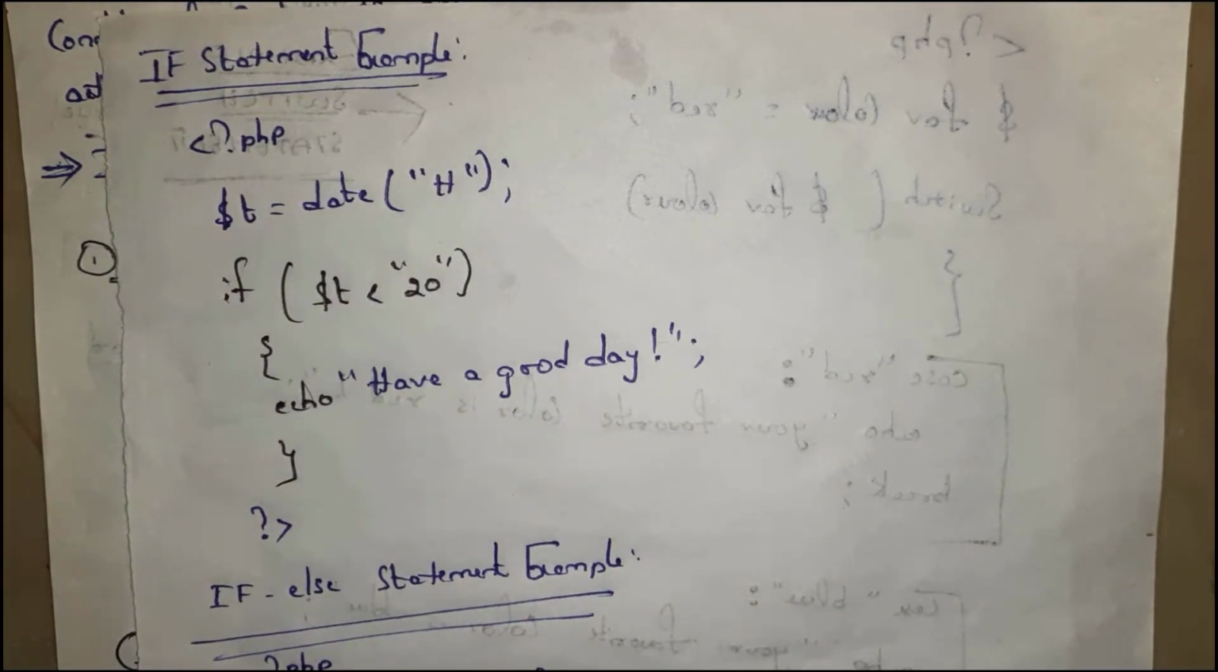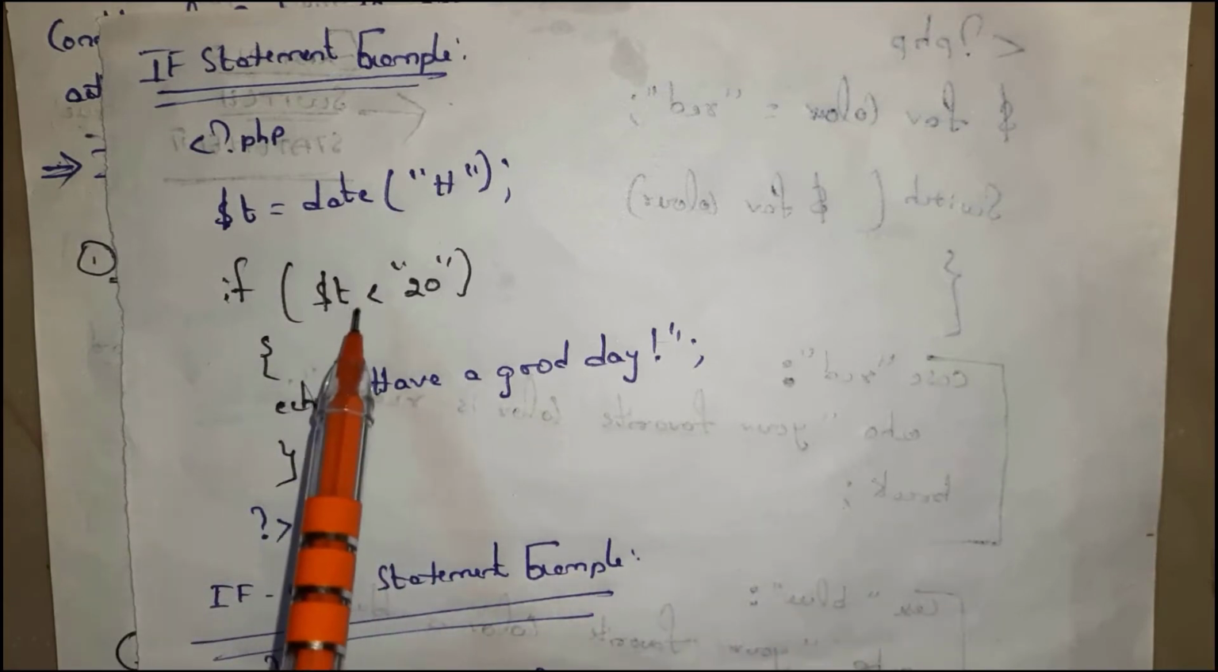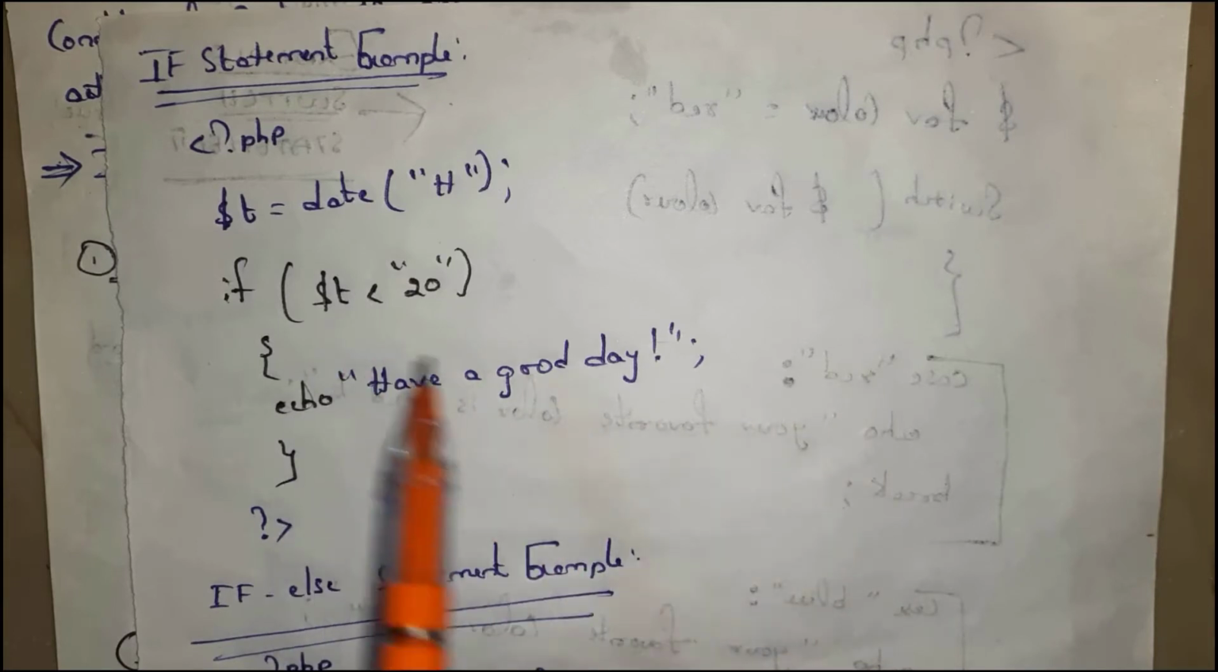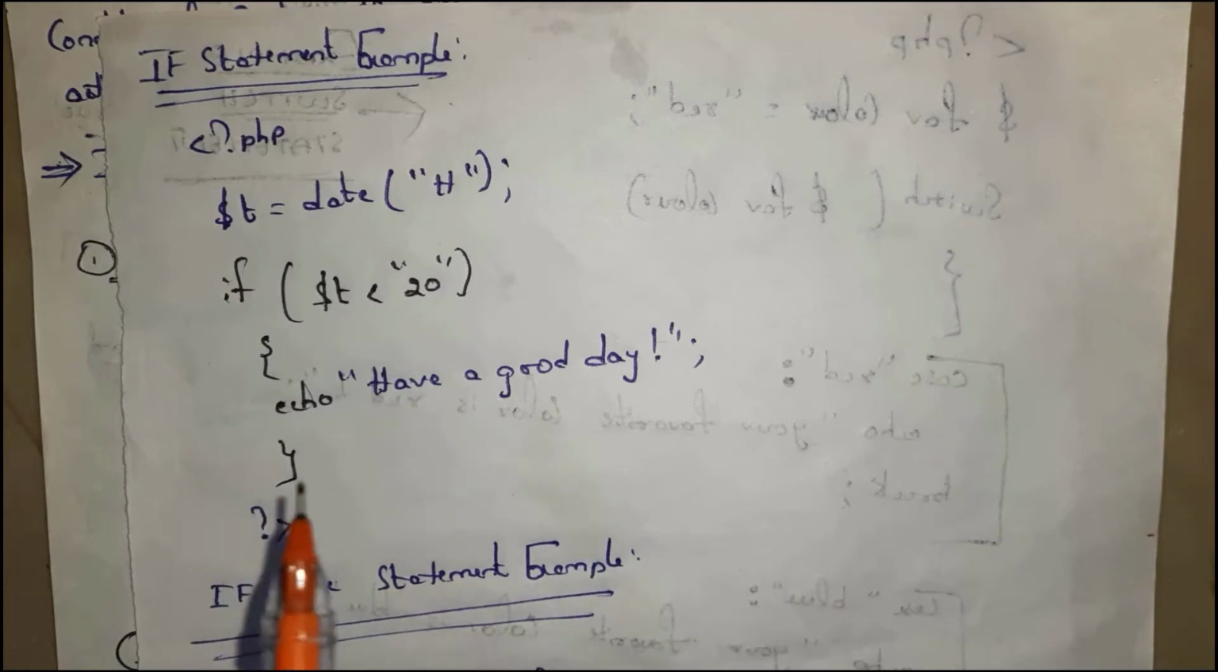For example, I took $t is equal to 30. See, 30 is greater than 20, but the condition is $t less than 20. So the output is not going to get executed.